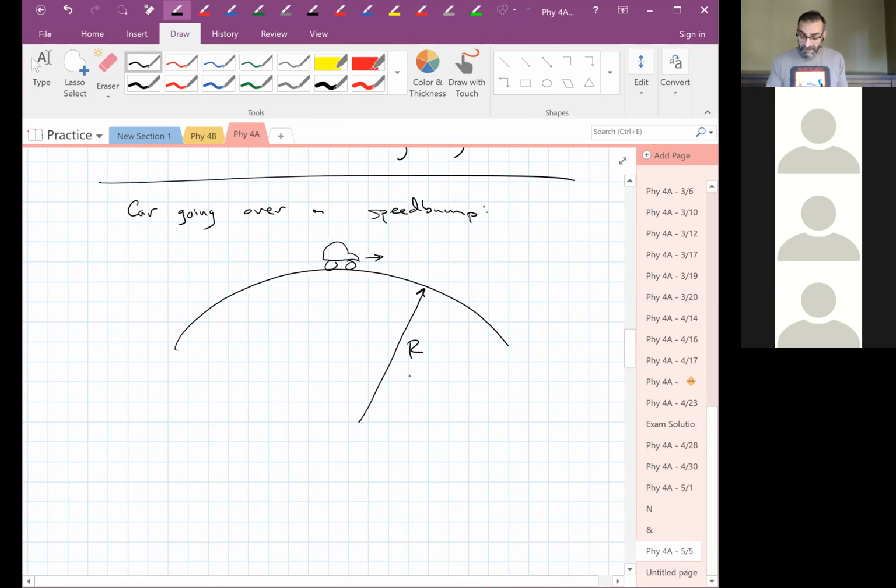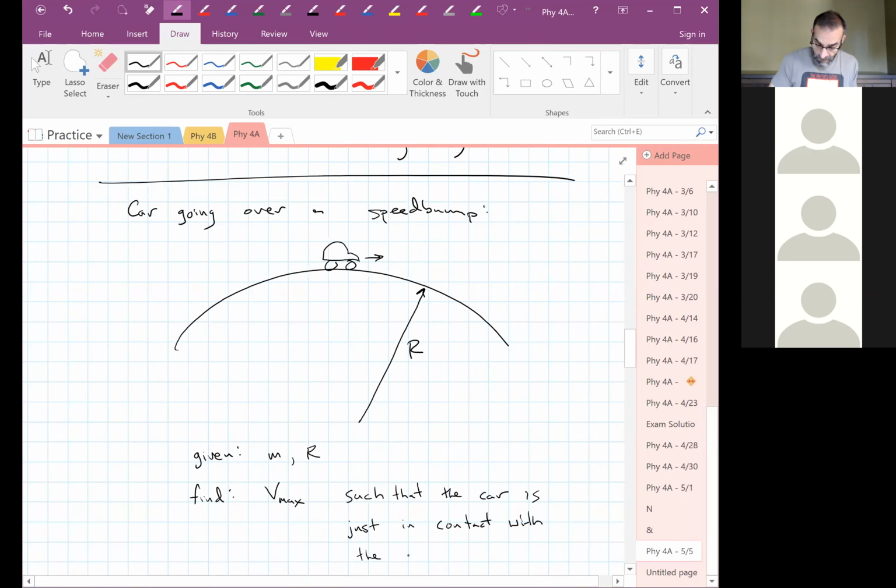Okay, so if we are given the mass of the car, and the radius of curvature of the circular path that the car is driving on, find the maximum speed such that the car is just in contact with the ground as it drives over that hill.